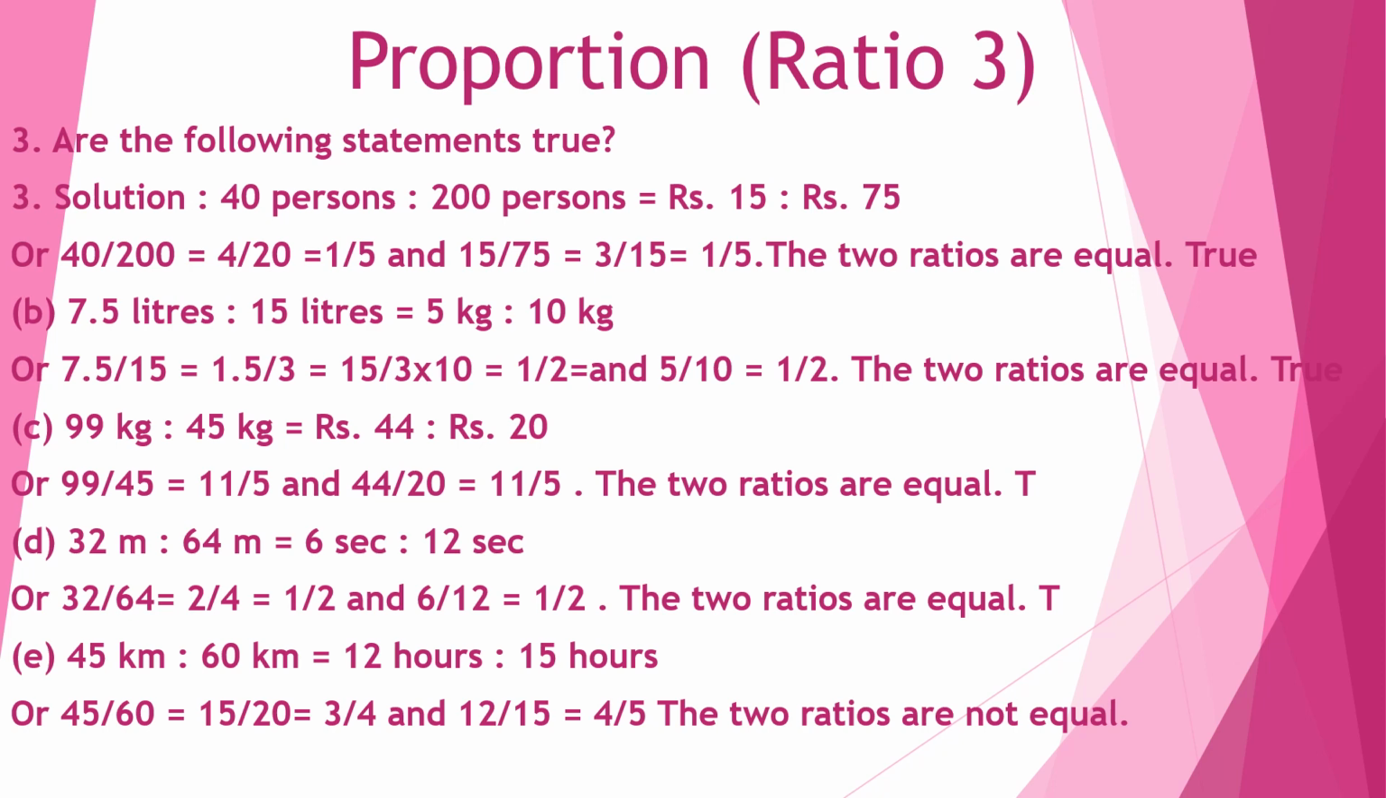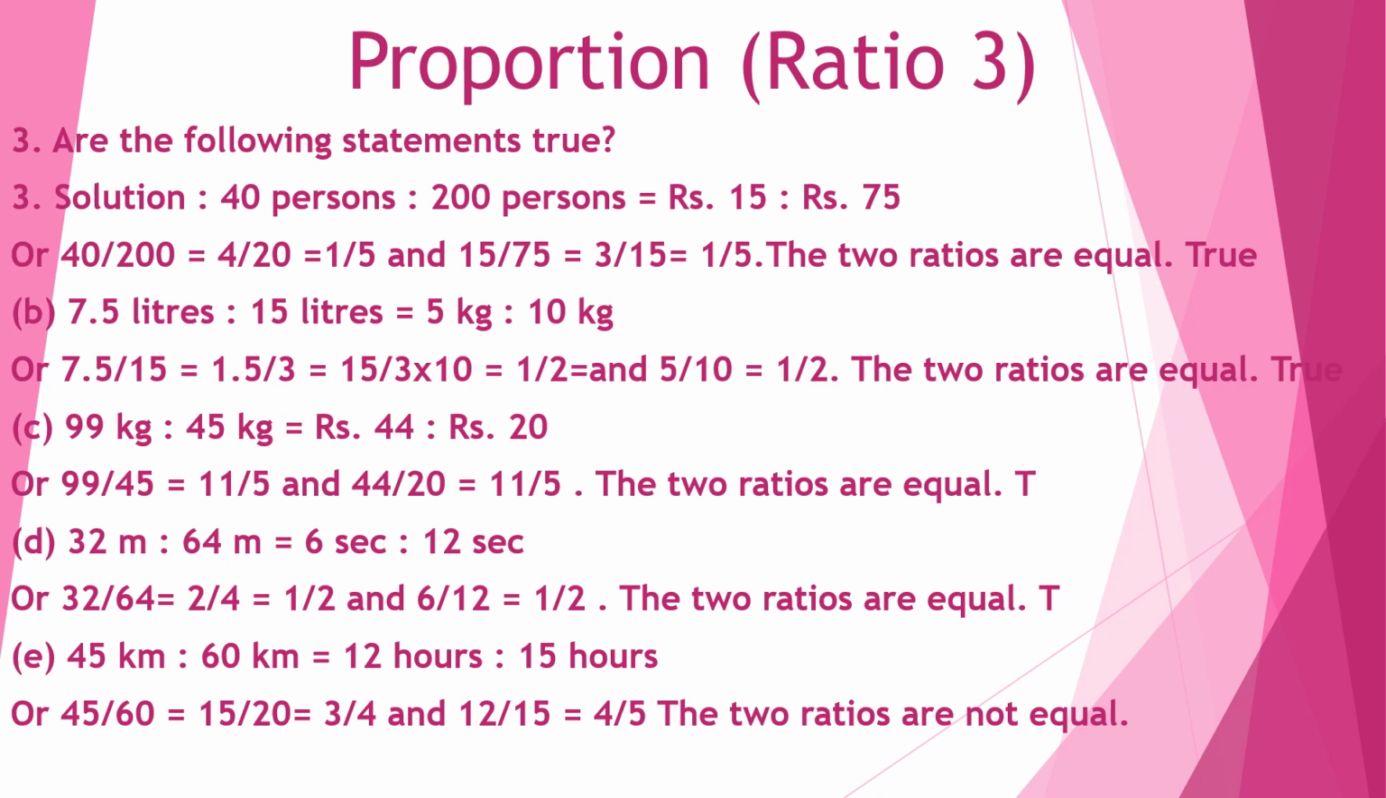99 by 45 on simplification becomes 11 by 5. 44 upon 20 on simplification becomes 11 upon 5. The two ratios are equal, so it's a true statement.